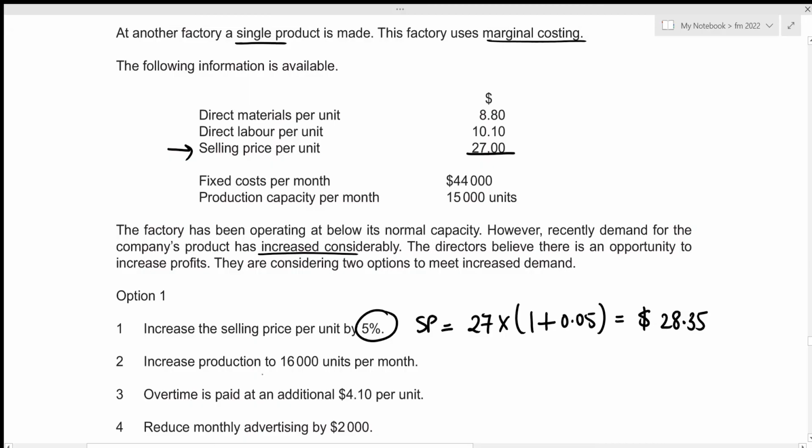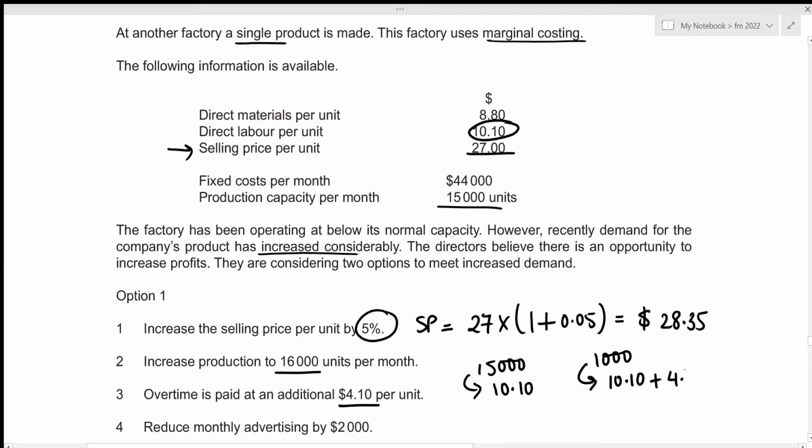Alright, then we need to increase the production to 16,000 units per month. So previously it was 15,000 and we'll be increasing it to 16,000 now. Then the overtime is paid at an additional 4.10 per unit. So this just means that for our usual production capacity of 15,000 units, the direct labor rate would remain the same, which is 10.10, right? But for the additional 1,000 units, we need to give the usual rate of 10.10 as well as the overtime rate of 4.10.